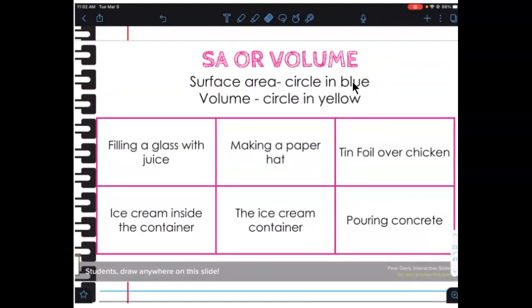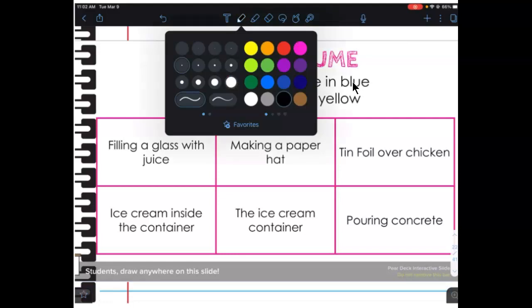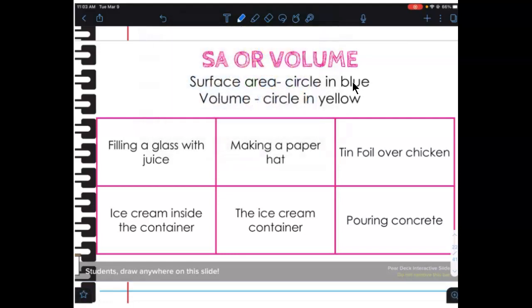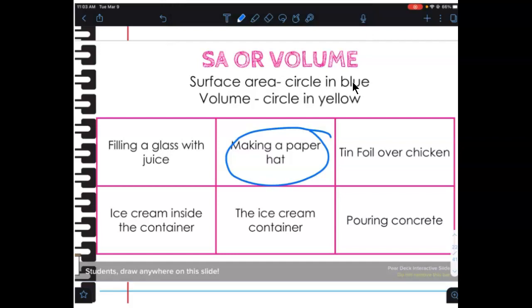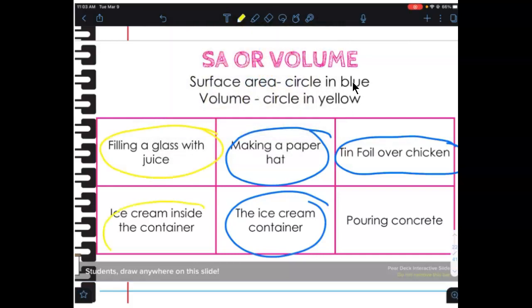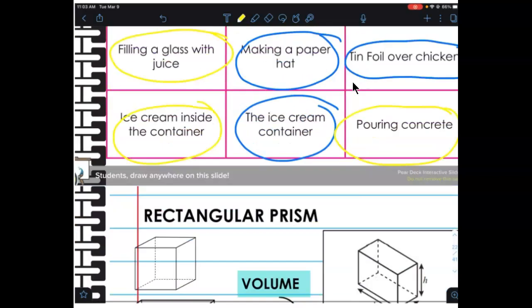All right, so for this one, circle which one is surface area or volume. Filling a glass with juice would be volume. Making a paper hat, that's the outside, so that would be surface area. Tin foil over chicken would also be surface area because it's covering the outside. Ice cream inside the container would not, because that's the filling. So these other three, filling a glass with juice, ice cream inside, pouring concrete, those are all going to be volume.